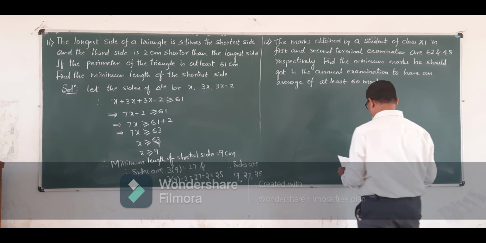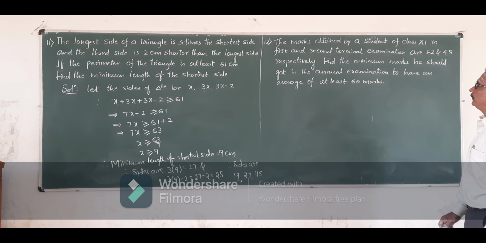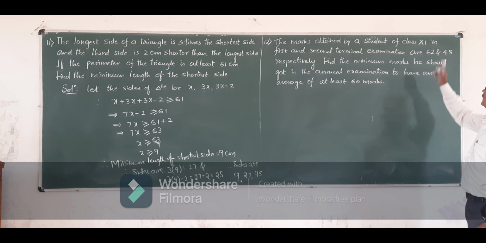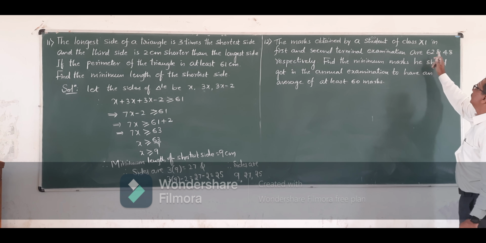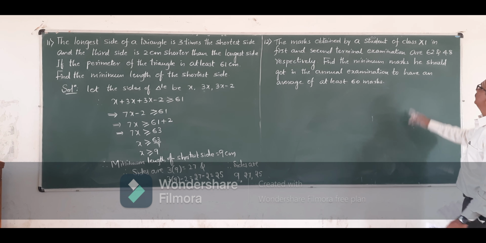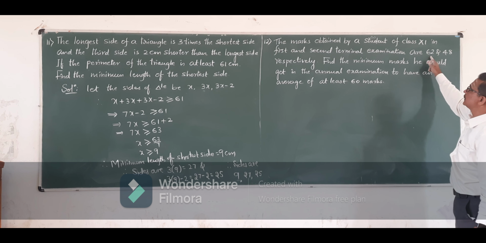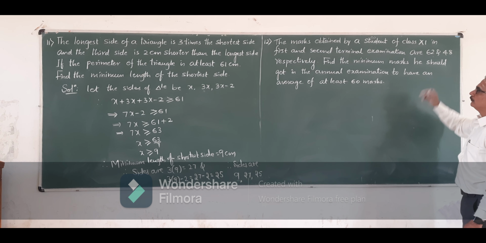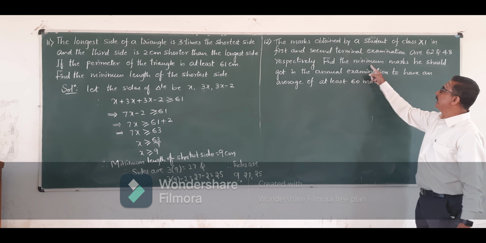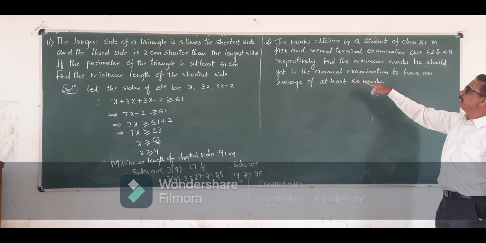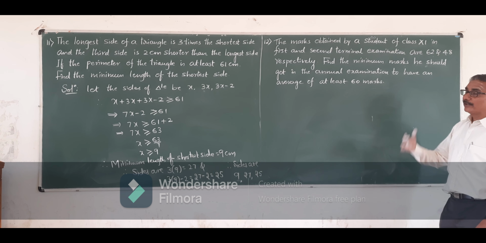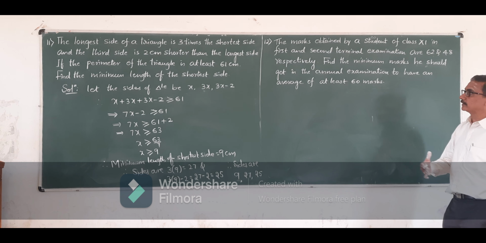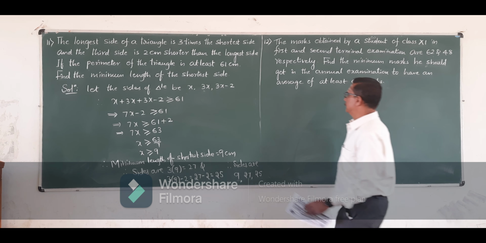Okay. Next question, the last question. The marks obtained by a student of class 11 in the first and second terminal examinations are 62 and 48 respectively. First terminal examination 62, second terminal examination 48. Now the question: find the minimum marks he should get in the annual examination to have an average of at least 60 marks. What is the minimum marks he should get in the annual examination? Okay. Now here we don't know.